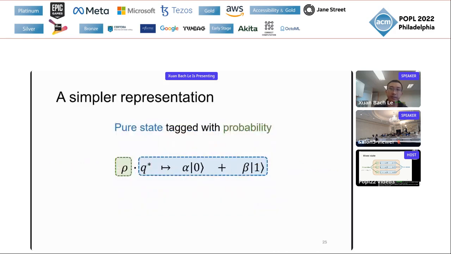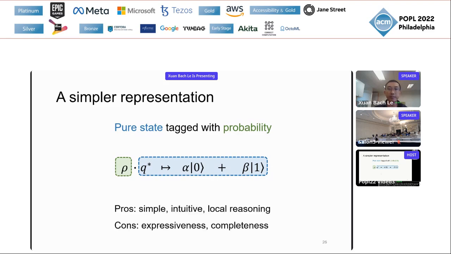But in this work, we break down the mixed state into pure states with their probabilities. So here is how we represent the quantum state, where the map-to predicate in the blue color represents the pure state, and the rho in the green color on the left is the probability associated with the state. For convenience, if the probability is 1, then we can remove it. We think such representation is more appealing to human intuition, and more importantly, it enables local reasoning. I will explain it later.